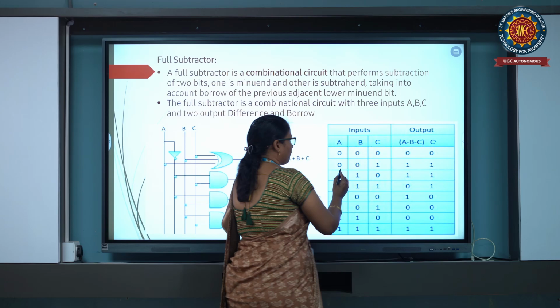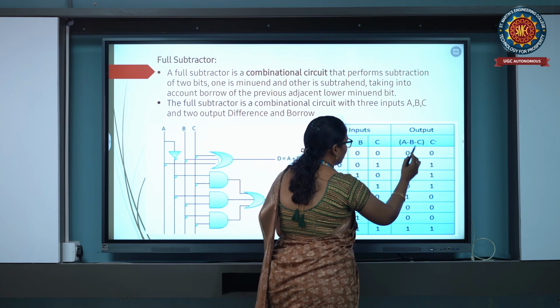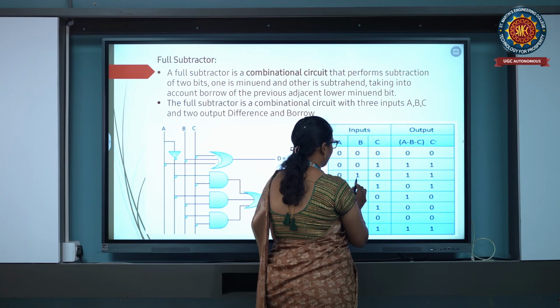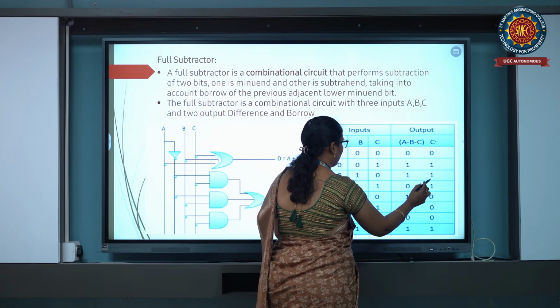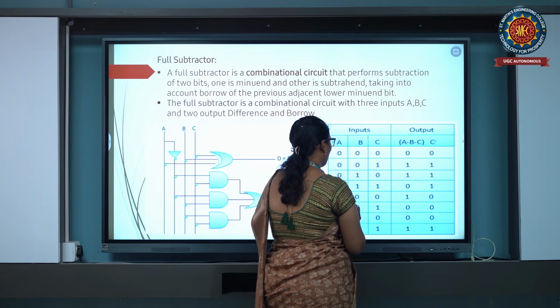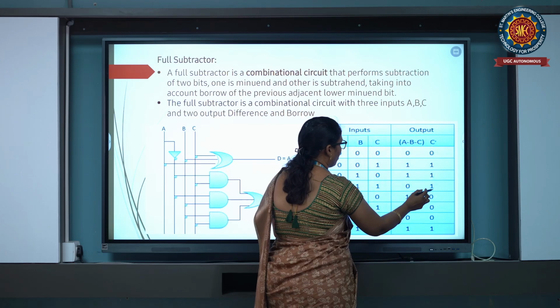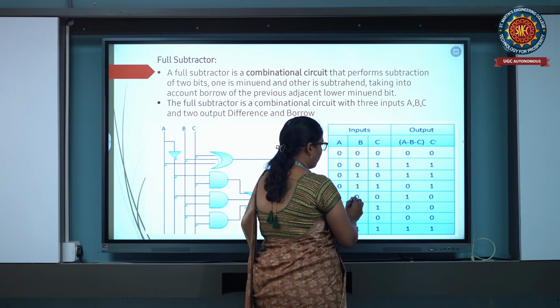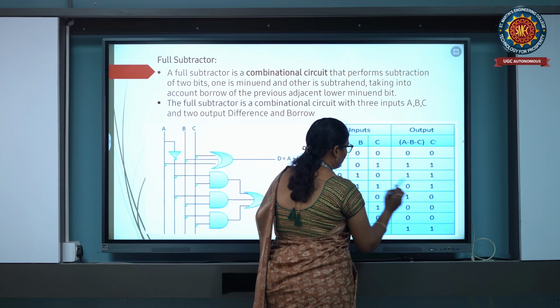If we consider the truth table, here when we subtract 0 it is 0. 0 minus 1 means we need to take the borrow, so borrow is 1 and difference is 1. If we consider this one, 0 1, we need to take the borrow and the difference we get is 1. Here 0 1, we need to take the borrow and the difference we got is 0. 1 minus 0 means 1. The difference is 1 and borrow is 0.